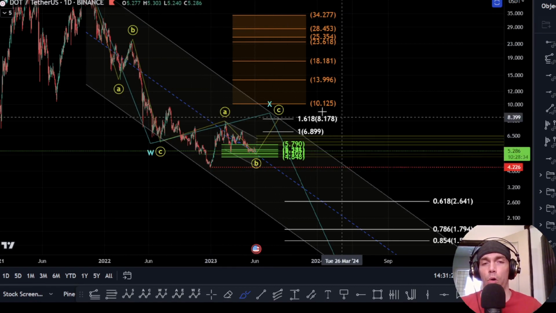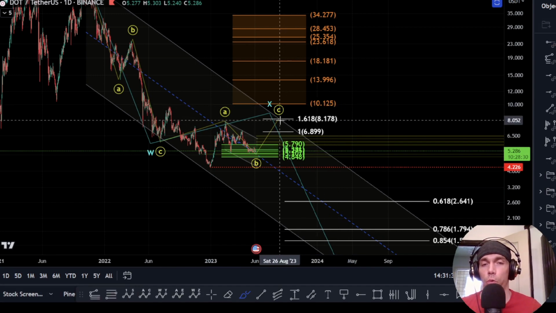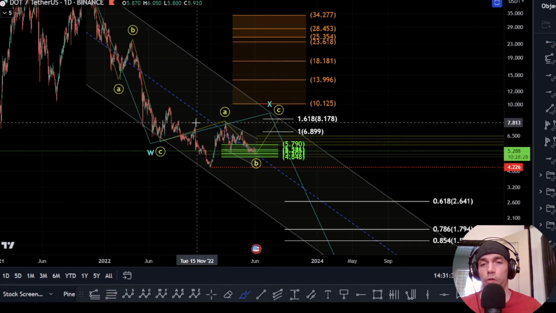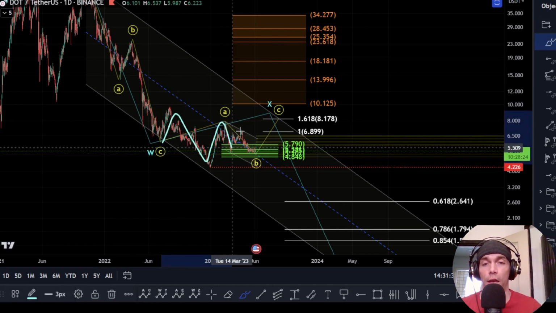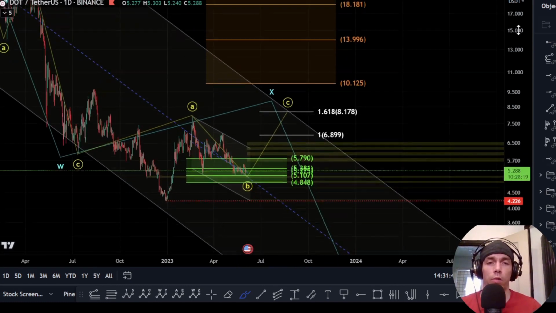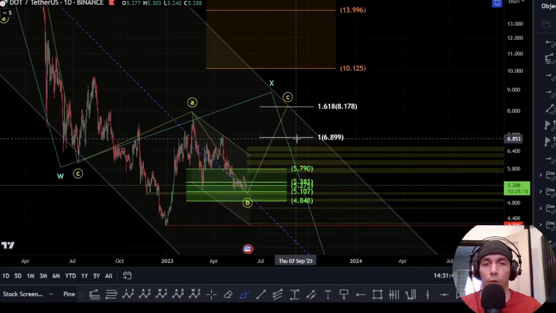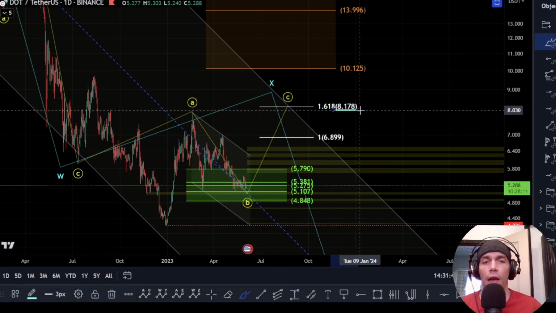If this is going to be more complex, it could even fall as short as this $10.12, or not even reach there. Looking at this current structure, if we are arguing that this is ABC, where this is A, this is B for a B wave, and we're looking for a C wave, our target would be anywhere between this 1-to-1, which would be here at $6.89, to this 1.618, which would be towards $8.17.